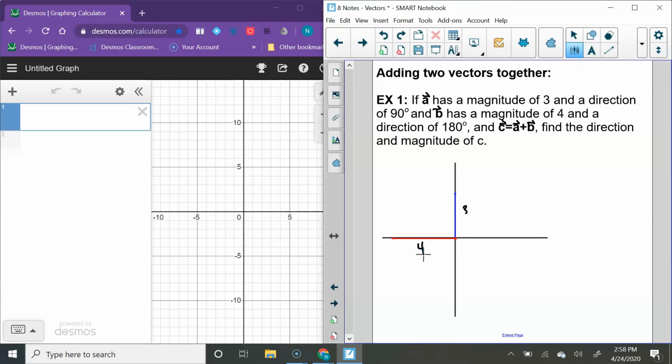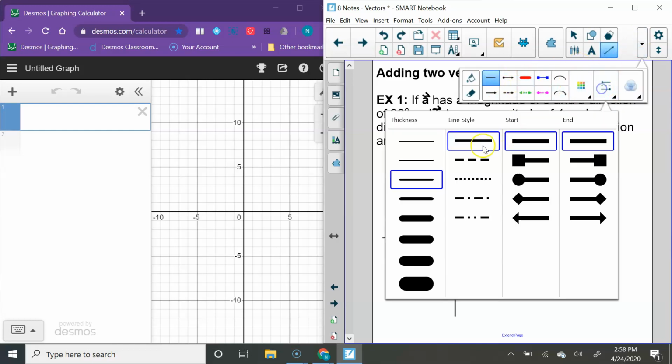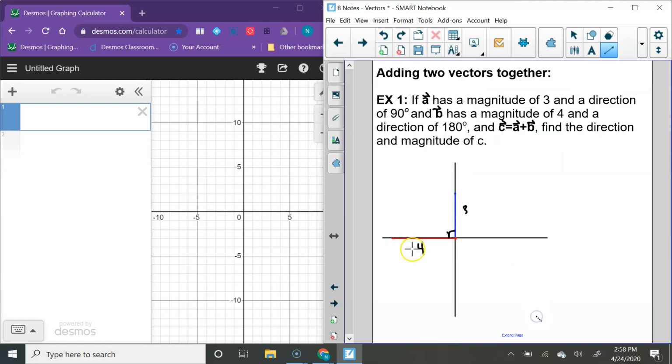Now, we know that 90 degrees and 180 degrees are perpendicular to each other. So what we're going to do is make this a parallelogram. Oh, gosh, that's ugly. Let me just use the dotted lines here. So I'm just going to make a vertical line up here, a horizontal line here, to make this a parallelogram.